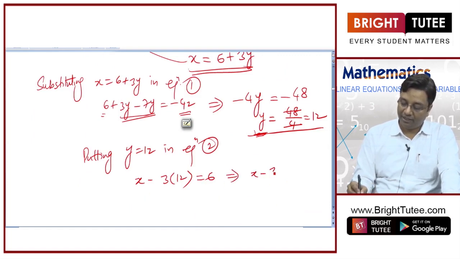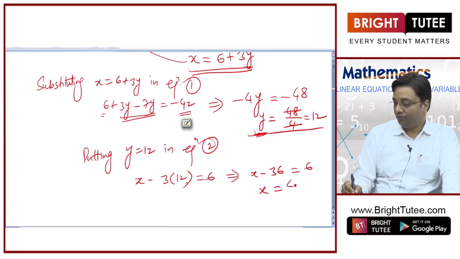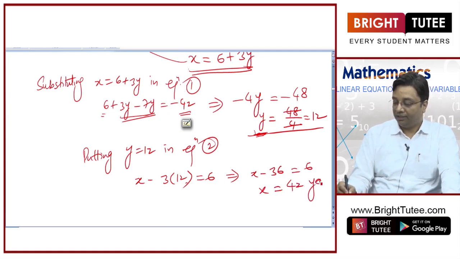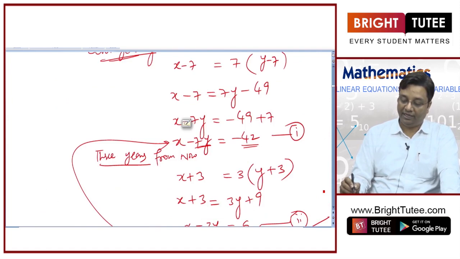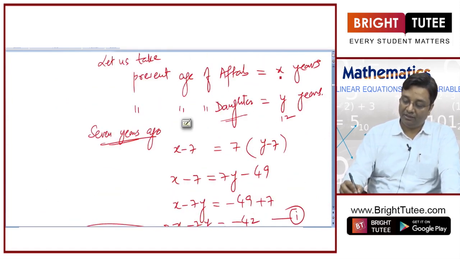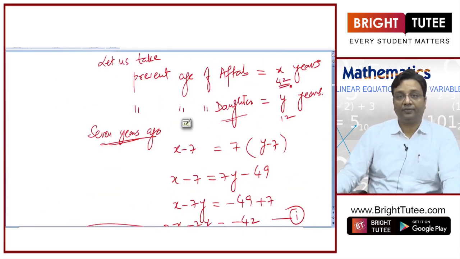This will give me x minus 36 equal to 6. So x is equal to 42 and the unit is years. So the age of Aftab is 42 years.